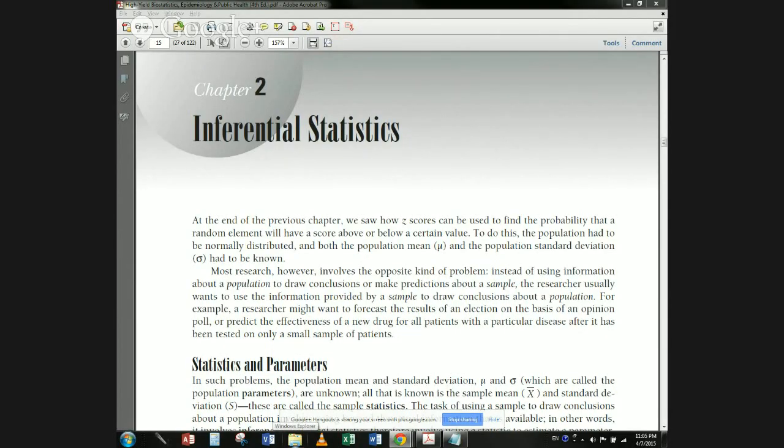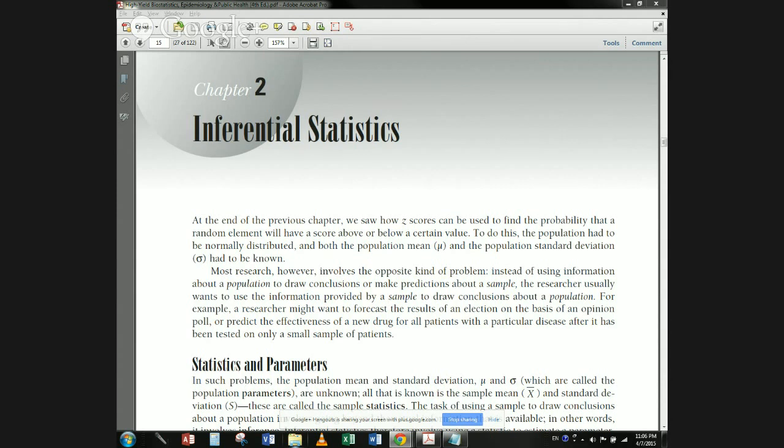2. Inferential Statistics. At the end of the previous chapter, we saw how z-scores can be used to find the probability that a random element will have a score above or below a certain value. To do this, the population had to be normally distributed, and both the population mean and the population standard deviation had to be known. Most research, however, involves the opposite kind of problem. Instead of using information about a population to draw conclusions or make predictions about a sample, the researcher usually wants to use the information provided by a sample to draw conclusions about a population.